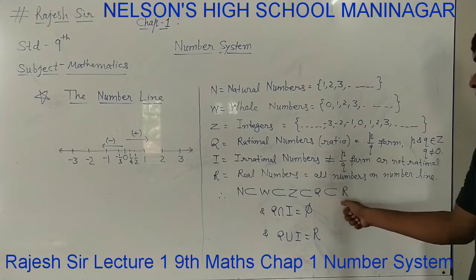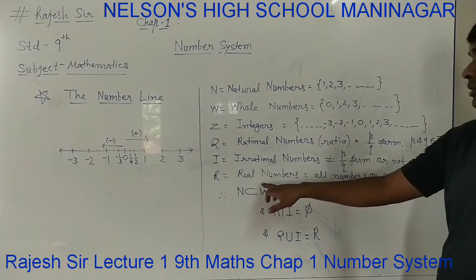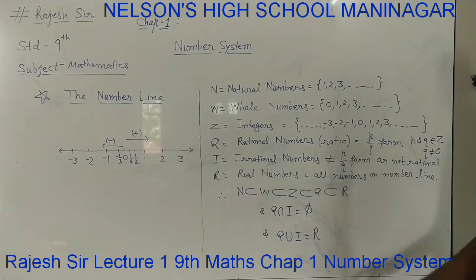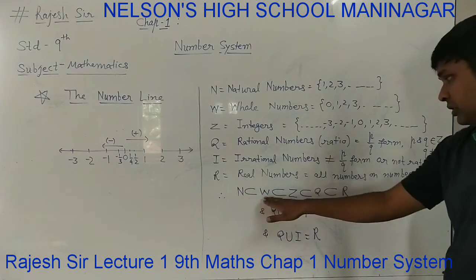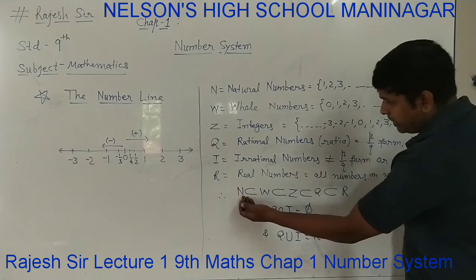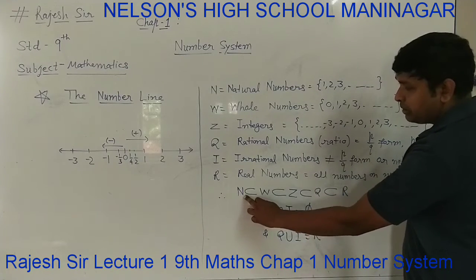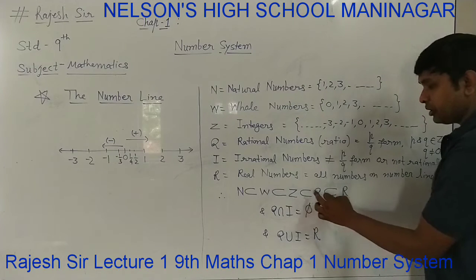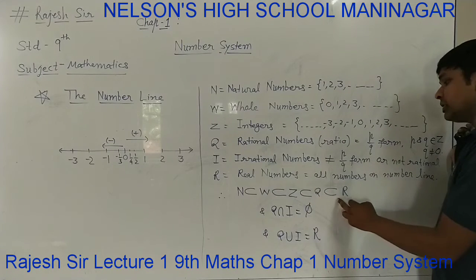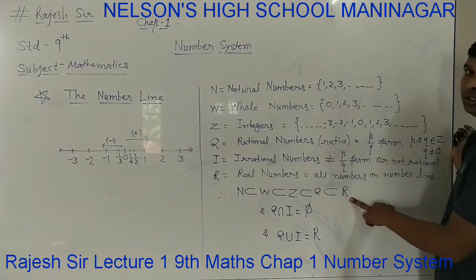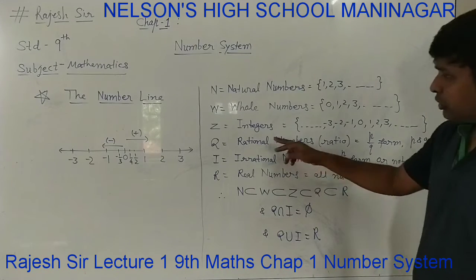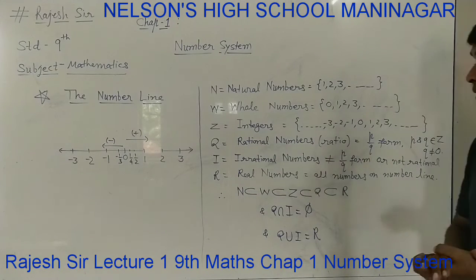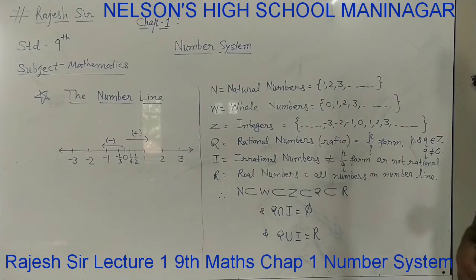And Q is a subset of R. Every rational number comes in real numbers, and actually irrational numbers also. So this is the main thing we have to remember: a natural number is a subset of whole numbers, which is a subset of integers, which is a subset of rational numbers, and rational numbers are a subset of real numbers. Now about these rational and irrational numbers, we can talk this way also.